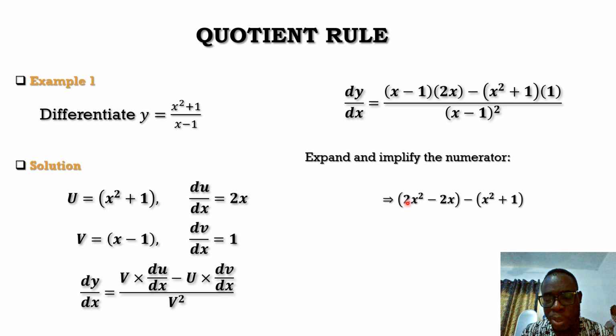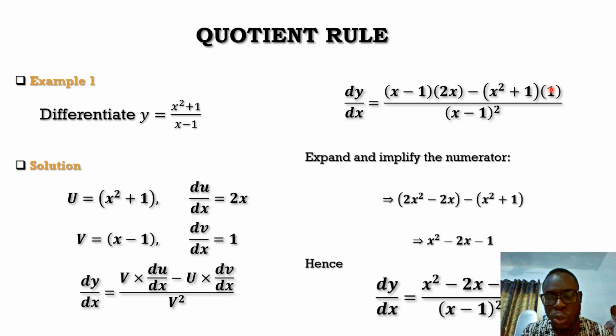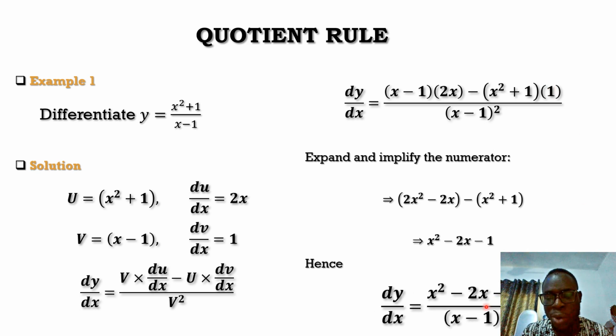So the numerator will be 2x squared minus 2x minus x squared minus 1. You expand the top and simplify the expression, and the expression now becomes x squared minus 2x minus 1. That becomes the simplified expression for the numerator. Then you substitute this into the formula, and we have x squared minus 2x minus 1 all divided by x minus 1 squared. So that is how we use the quotient rule.